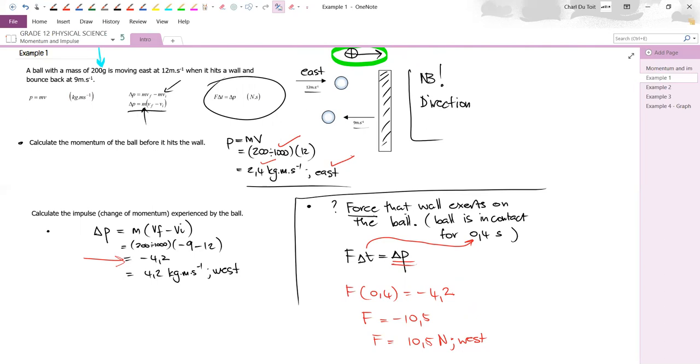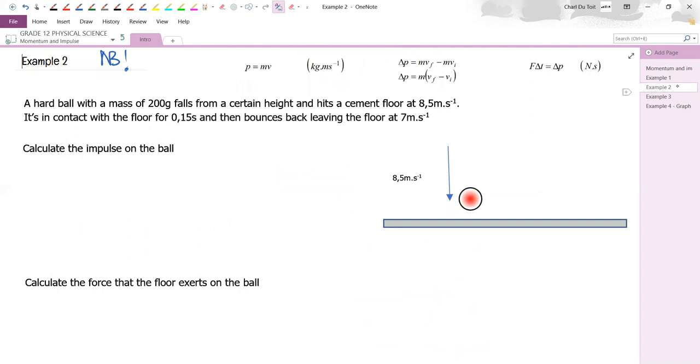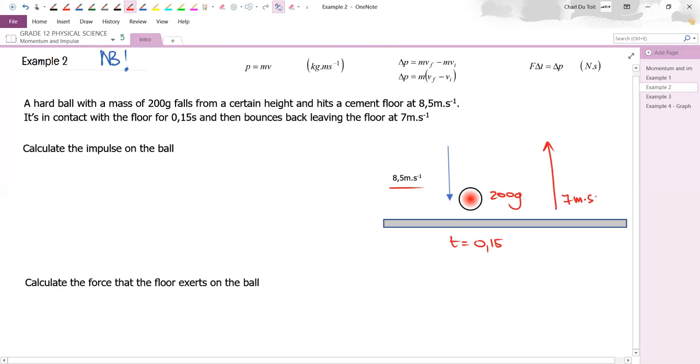Okay, next one. Let's just look at this example. There's a hard ball with a mass of 200 grams, falling down from a certain height. It hits a cement floor at 8.5 meters per second. The time in contact with the floor is 0.15 seconds. And then it bounces back, leaving the floor at 7 meters per second.